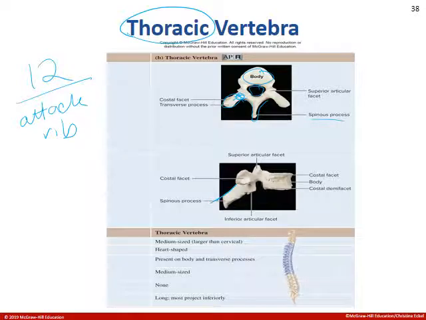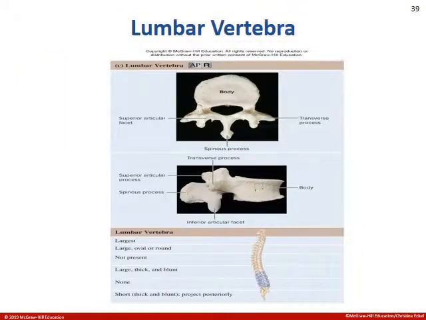Another thing to notice is the spinous processes are angled down in the thoracic vertebrae, and that should make sense. They're not sticking straight out, right? It'd be hard to lay down if the spinous processes of your thoracic vertebrae were to jut straight out, right?